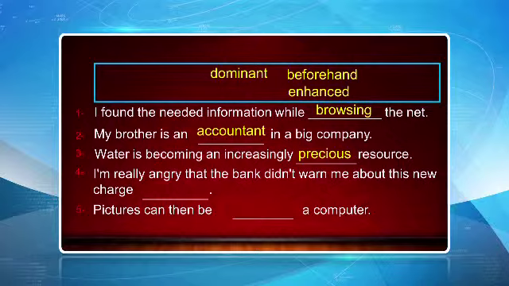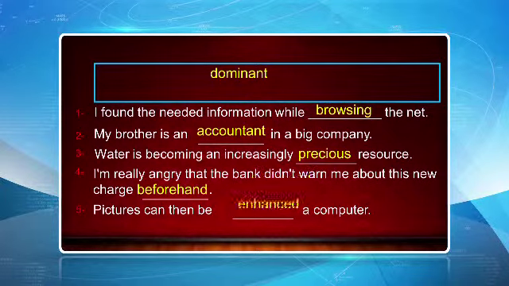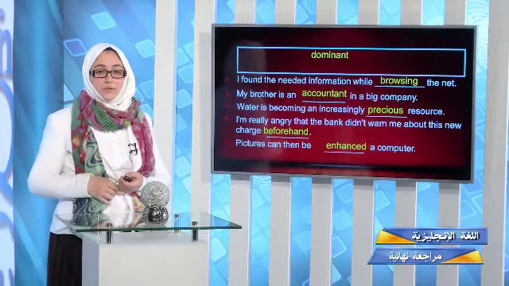Number 4, I'm really angry that the bank didn't warn me about this new charge. So this person is obviously angry because the bank did not notify or inform him of this charge ahead of time. And another word that means this is, of course, it is beforehand. They did not tell him in advance that this new charge was being implemented. Number 5, pictures can then be blank a computer. So the answer is enhanced. They can be improved upon on a computer, of course.